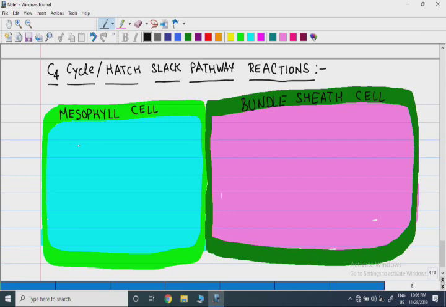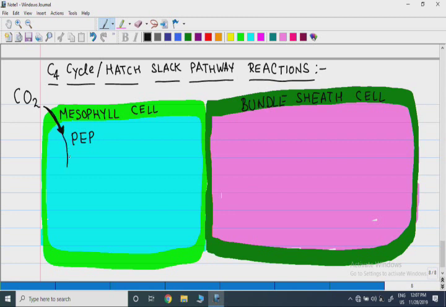So, the mesophyll cell, what happens? Carbon dioxide is entering from the outside into the mesophyll cell. The mesophyll cell is taking in carbon dioxide from the atmosphere. So, by the stomata, the carbon dioxide is going to enter into the mesophyll cells, and this CO2 interacts with phosphoenol pyruvic acid. PEP stands for phosphoenol pyruvic acid, and it is a 3-carbon compound.